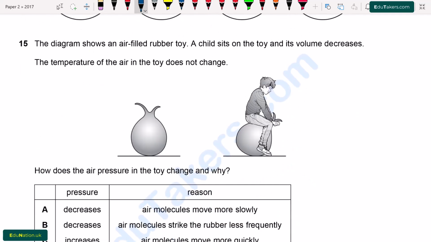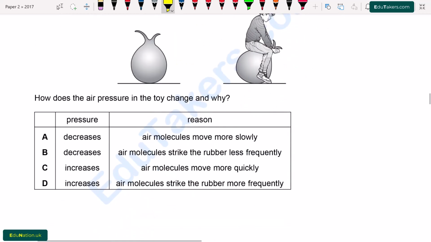Question number 15. The diagram shows an air-filled rubber toy. A child sits on the toy and its volume decreases. The temperature of the air in the toy does not change. So here temperature is constant and the volume decreases. How does the air pressure in the toy change and why? Pressure and reason. Option A, decreases, air molecules move more slowly. B, decreases, air molecules strike the rubber less frequently. C, increases, air molecules move more quickly. D, increases, air molecules strike the rubber more frequently.